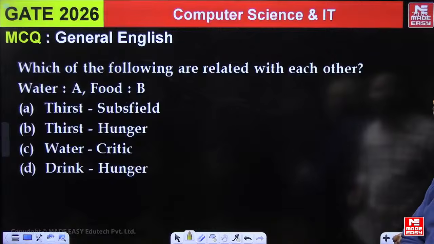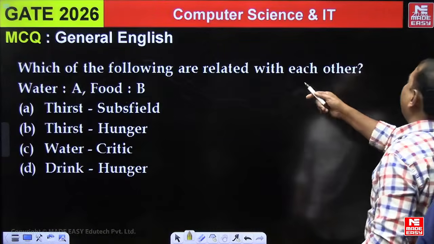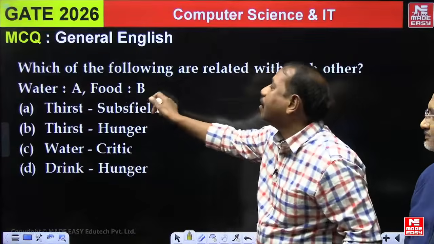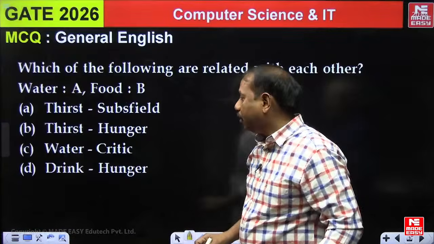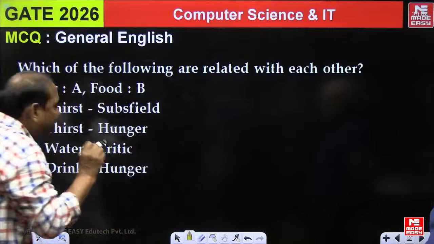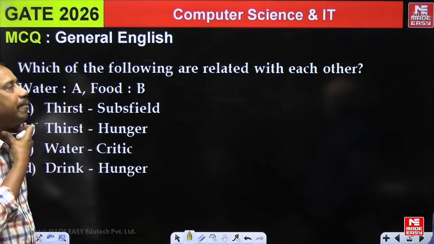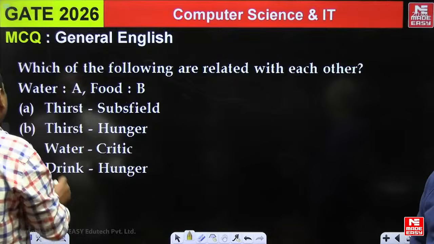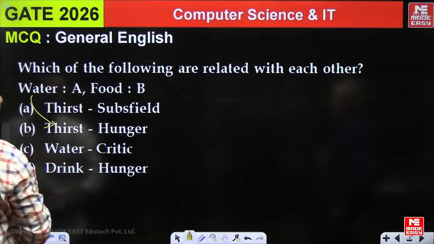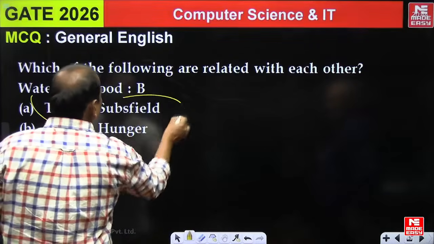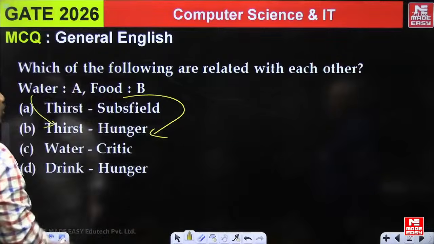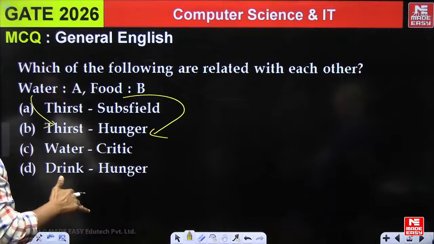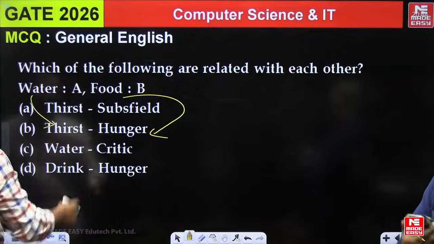Now let's look at the second question. Which of the following are related with each other? Again, an analogy based question. A, water. B, food. Water quenches the thirst. Thirst means प्यास. Water quenches thirst, so water satisfies the thirst, and food satisfies the hunger. When you eat food, your hunger is satisfied. When you consume water, your thirst is satisfied. These are the two easy questions.